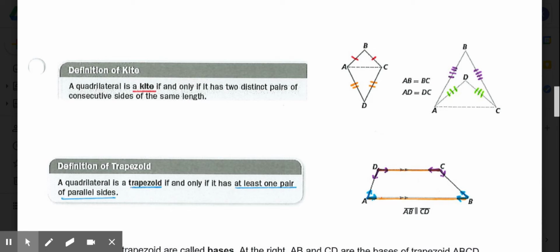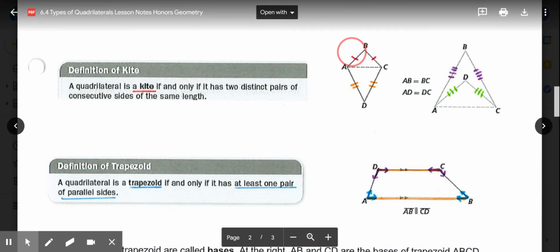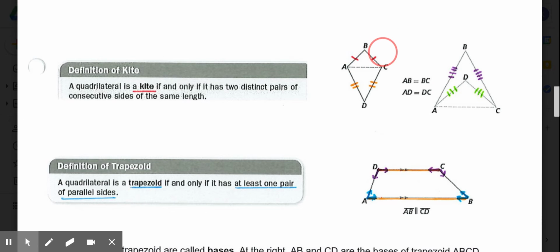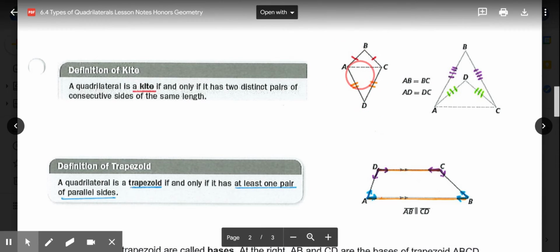So in a kite, two distinct pairs of consecutive sides have to be the same length. So one pair would be AB and BC. The other pair would be AD and DC. So AB is equal to BC and AD is equal to DC. So a kite could look like this right here, which is a convex kite, or we could have a concave kite, where again, BA and BC are congruent, and then AD and DC are congruent.